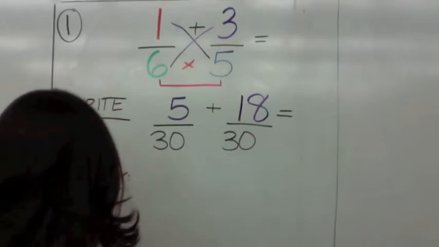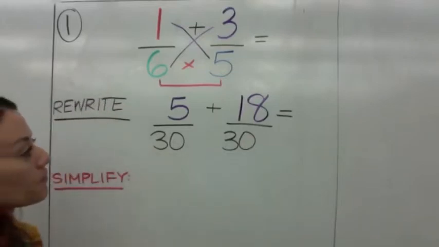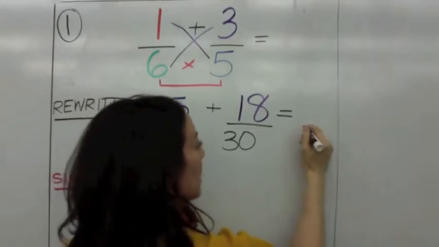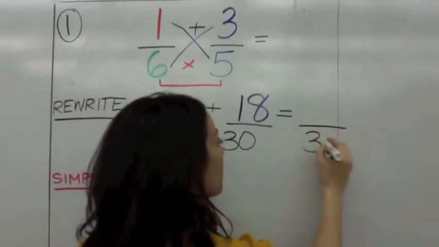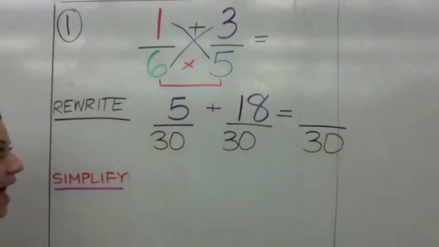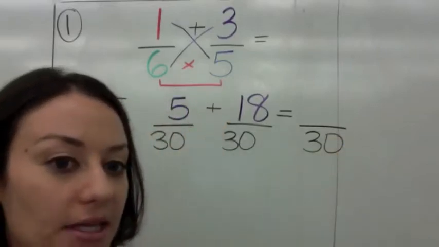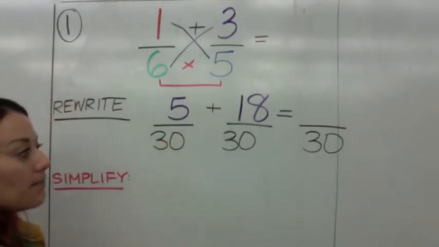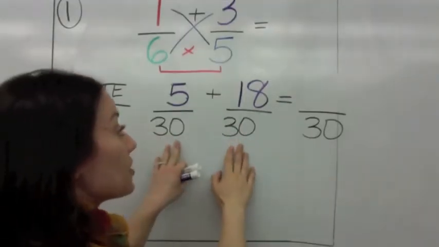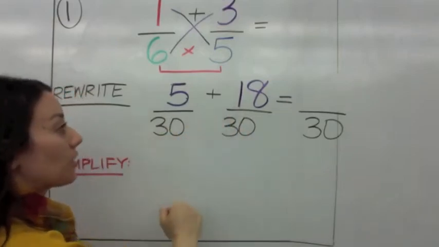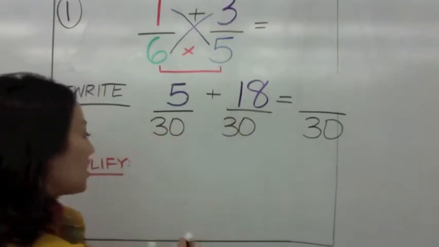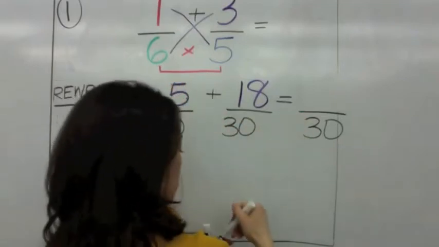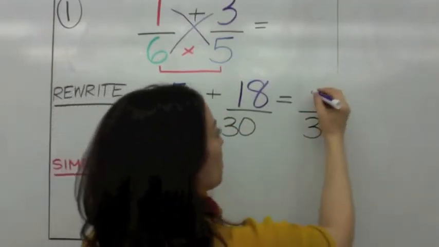Are the bottoms the same? You have a common denominator, right? So if the bottoms are the same, you can say same, same, same. So the answer is going to be in 30ths. And add the numerators. 18 plus 5, okay? So if the denominators are the same, you can add the numerators. So you're going to add 18, use touch math, say 19, 20, 21, 22, 23. So the numerator is going to be 23.